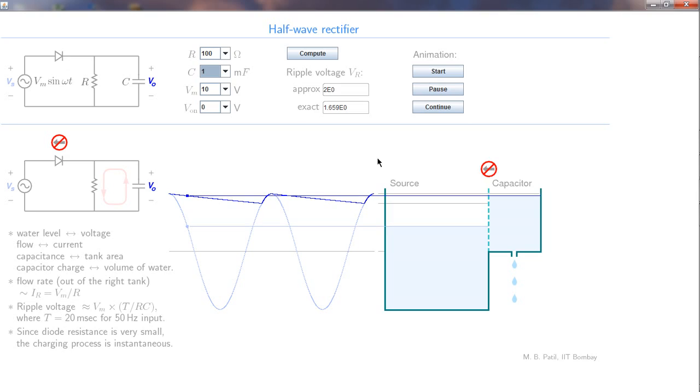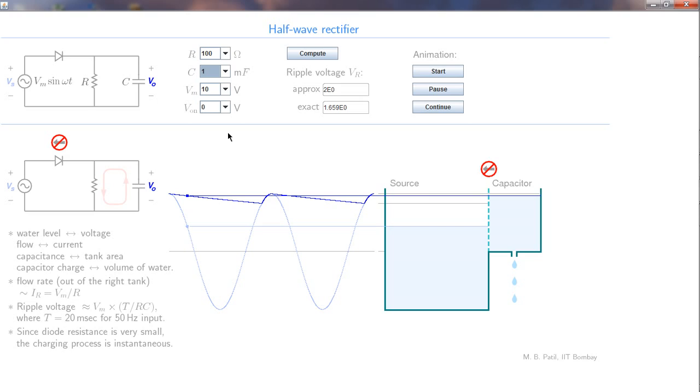Let us now try to understand the relationship between the ripple voltage, that is this difference here, and the capacitance value, the resistance value, and Vm, the input amplitude. Let's consider the capacitance first.